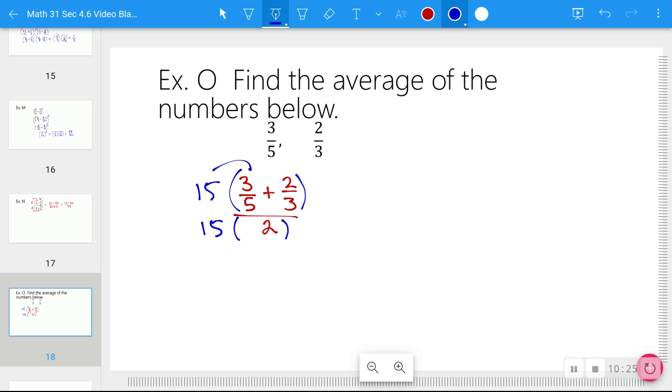Now this first part here, 15 divided by 5 would be 3. 3 times 3 is 9. And then when you distribute in the back half, 15 divided by 3 is 5, times the 2 would be 10. And down here, 30. So we get 19 over 30, and that does it for this section.